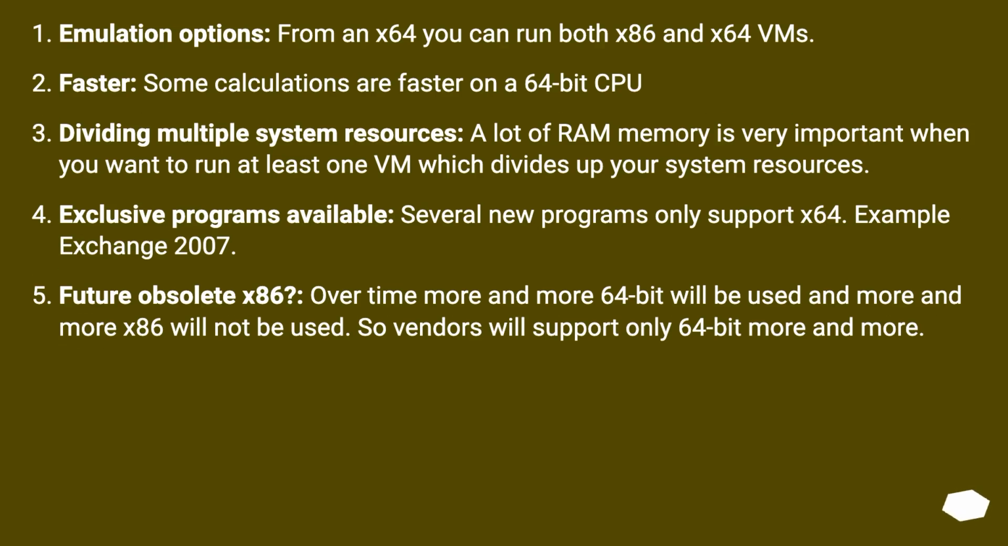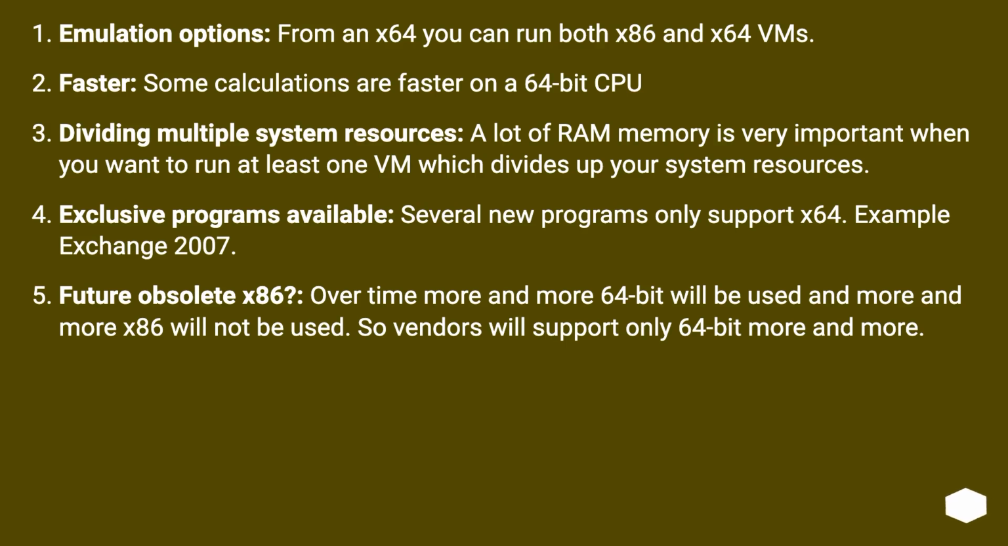Emulation options. From an x64 you can run both x86 and x64 VMs, faster. Some calculations are faster on a 64-bit CPU, dividing multiple system resources. A lot of RAM memory is very important when you want to run at least one VM which divides up your system resources. Exclusive programs available.